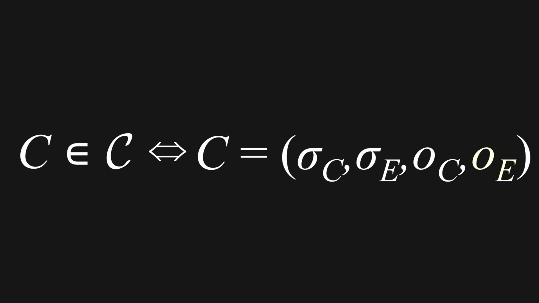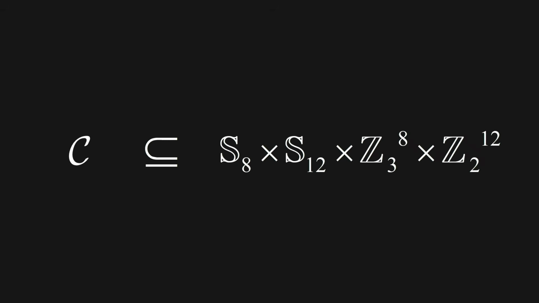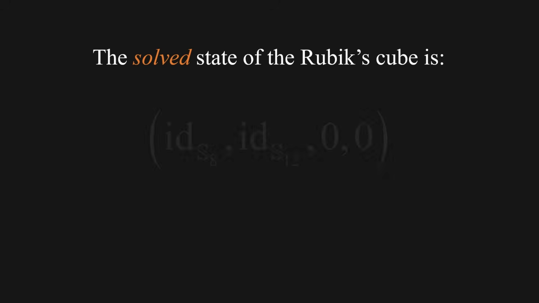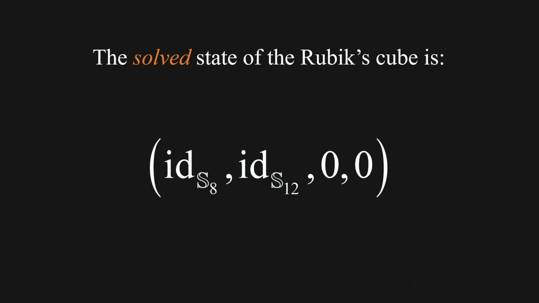Hence, we can see the set of configurations as a subset of the Cartesian product of the 4 sets characterizing each attribute of a configuration. You may observe in particular that the solved state can be written per this formalism as follows. Of course, the zeros here abusively denote the 0 tuples.